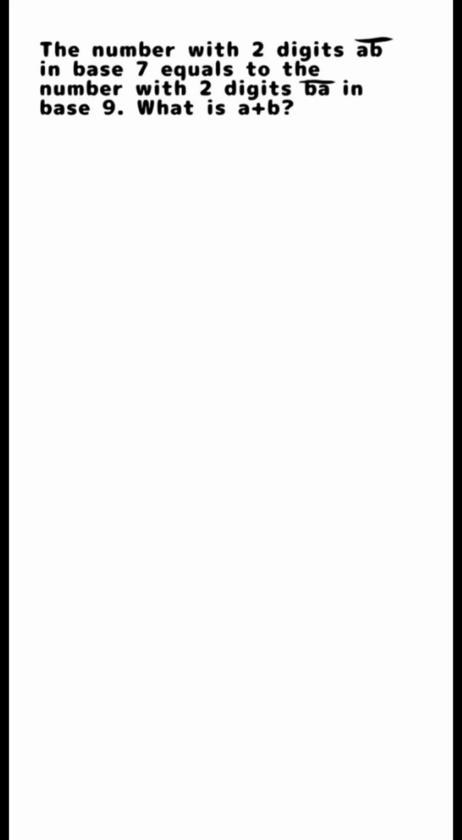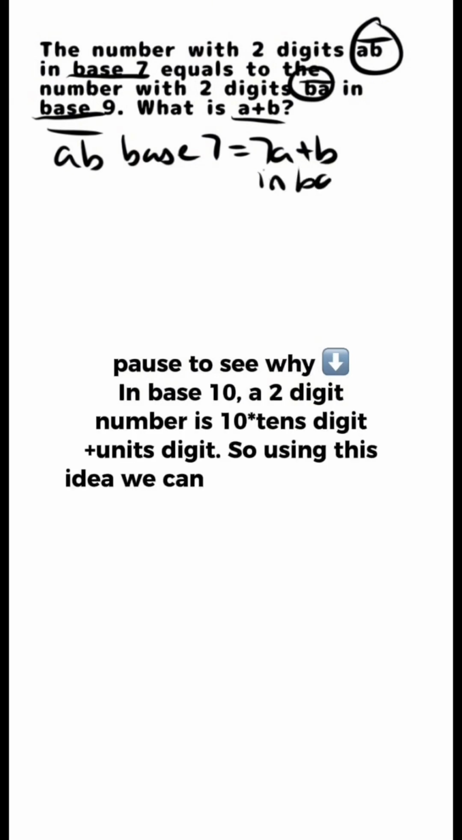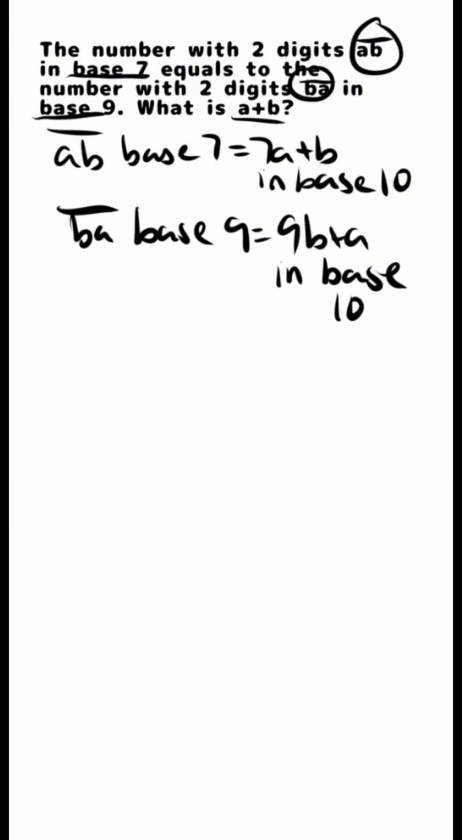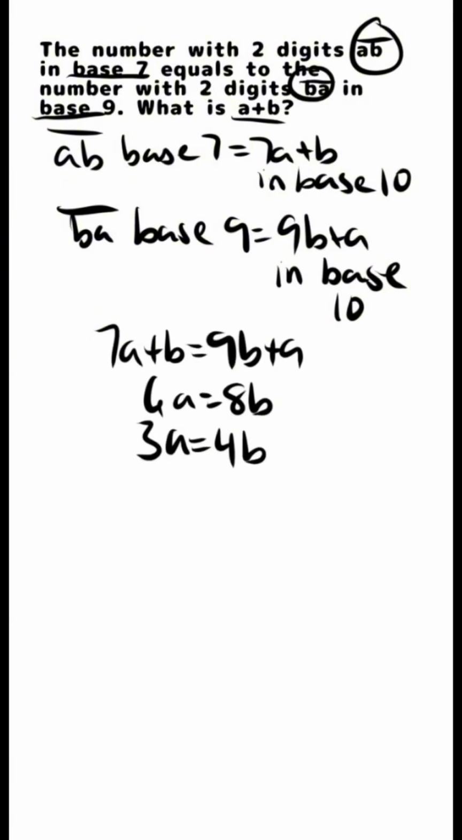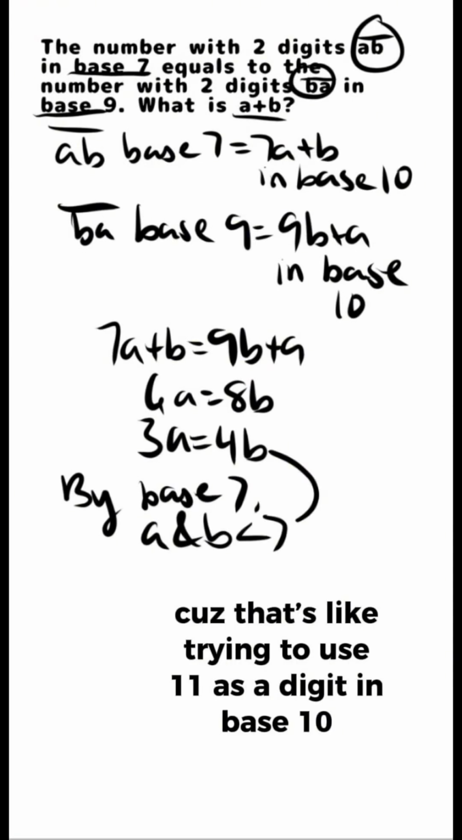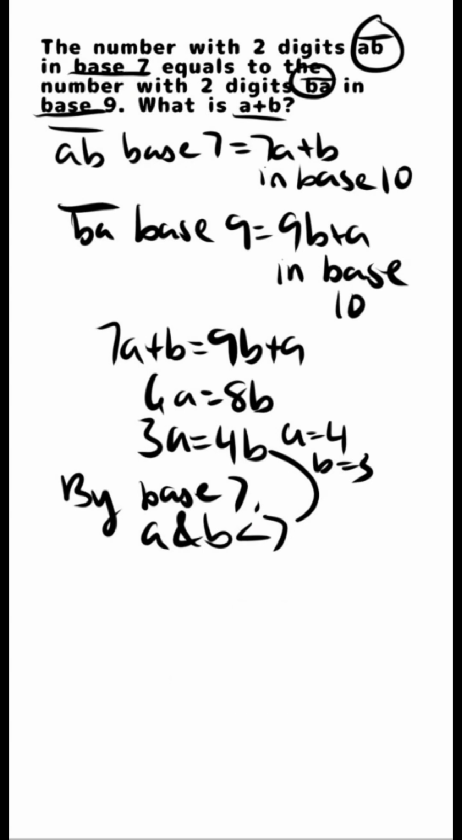Problem 4. The number of 2 digits a, b in base 7 equals the number of 2 digits b, a in base 9. What is a plus b? By the definition of bases, ab in base 7 equals 7a plus b in base 10, and ba in base 9 equals 9b plus a in base 10. So these two are equal. Simplifying this, we get 3a equals 4b, and by base 7, a and b must be less than 7, so the only option that works is a equals 4 and b equals 3.